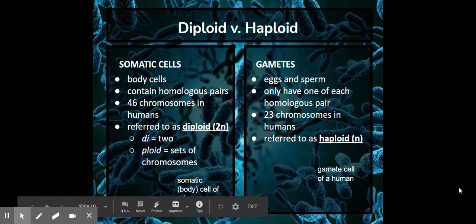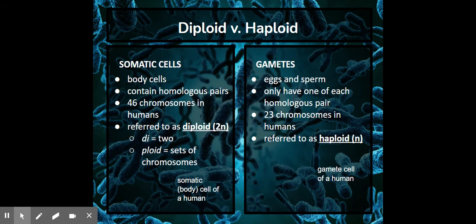So we have a couple of terms that we need to know, diploid and haploid. Diploid means 2N and haploid means N. Somatic cells contain 46 chromosomes, so they have 23 pairs, so that is diploid. That means it has 2 of each chromosome. Gametes, the eggs and sperm, only have 1 of each chromosome, so they have 23. So they're considered to be haploid because they have half as many as a full somatic cell.